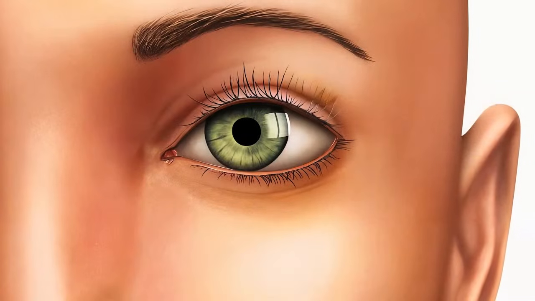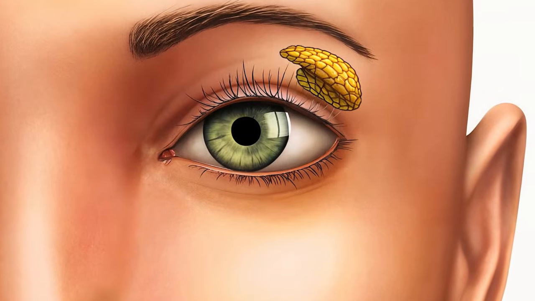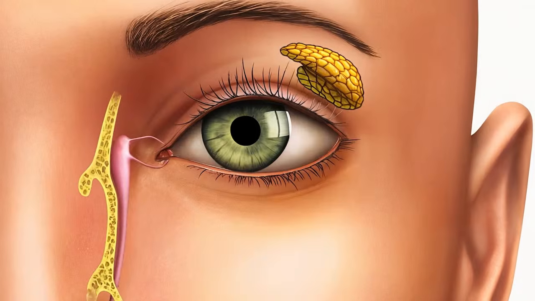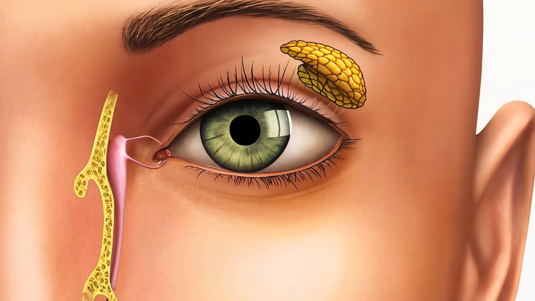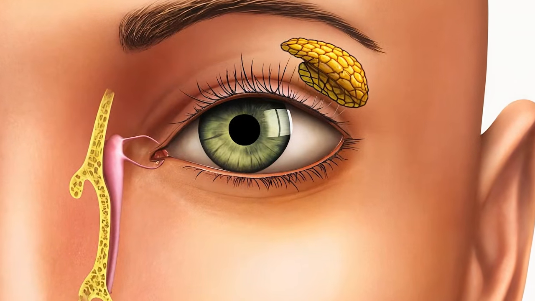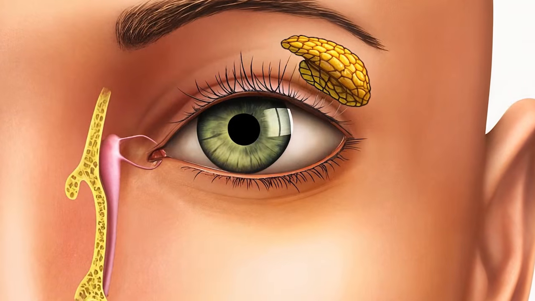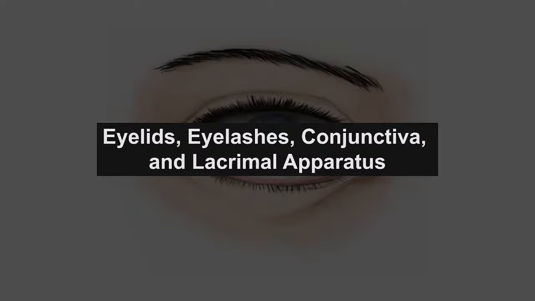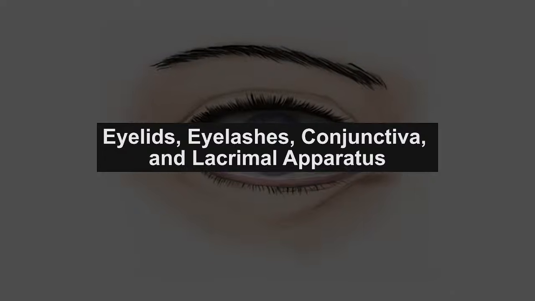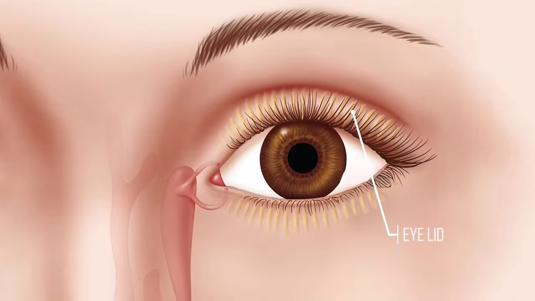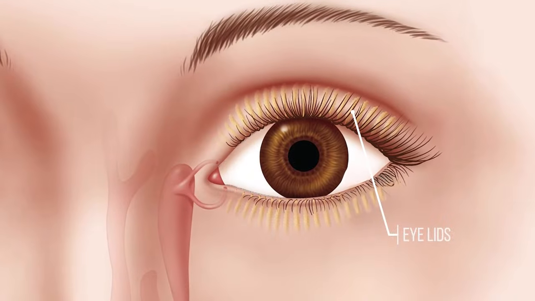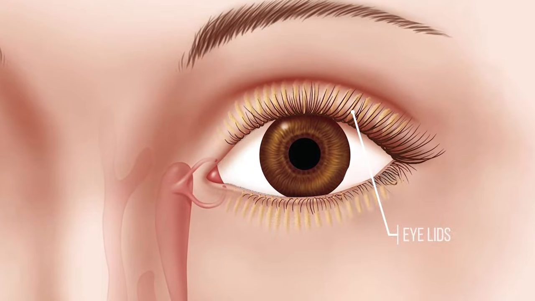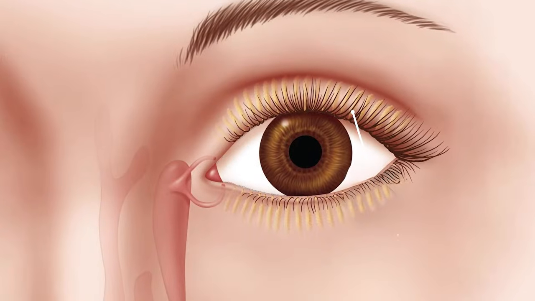The lacrimal apparatus, which includes the lacrimal gland and associated ducts, produces and drains tears, ensuring that the eye remains moist and that the corneal surface stays free from debris and pathogens. Eyelids, eyelashes, conjunctiva, and lacrimal apparatus. The eyelids are movable structures that protect the eyeball from mechanical injury and serve to spread the tear film uniformly across the eye during blinking.